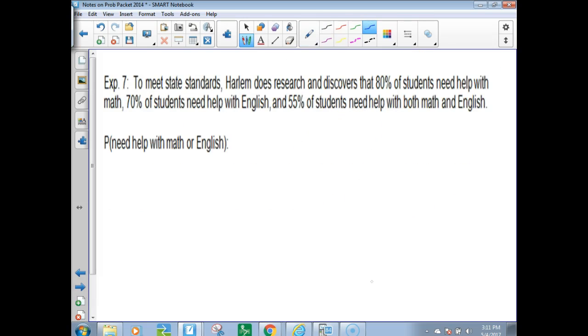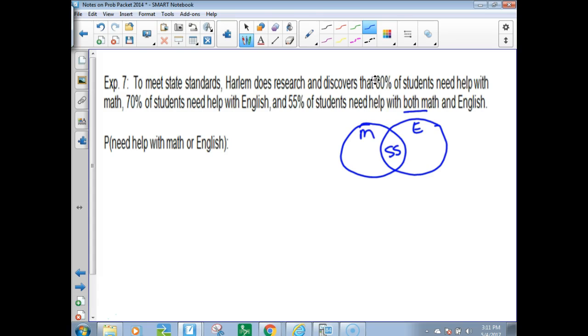Okay, to meet state standards, Harlem does research and discovers that 80% of the students need help with math, 70% of the students need help with English, and 55% of the students need help with both. Now, I could do a Venn diagram for this. You ever seen one of those? 55% need both math and English help.